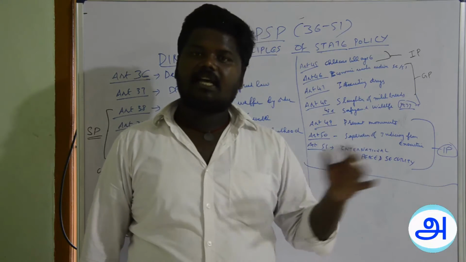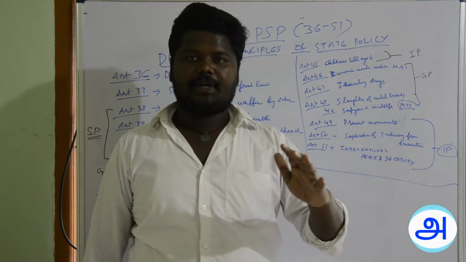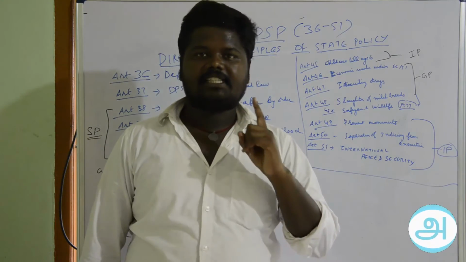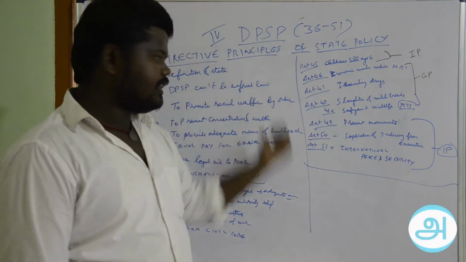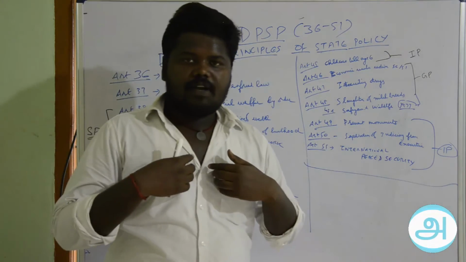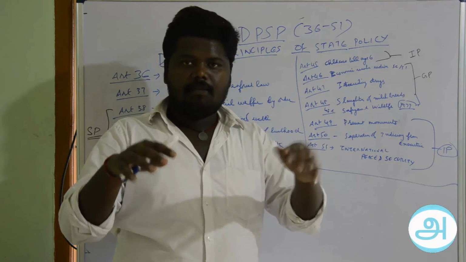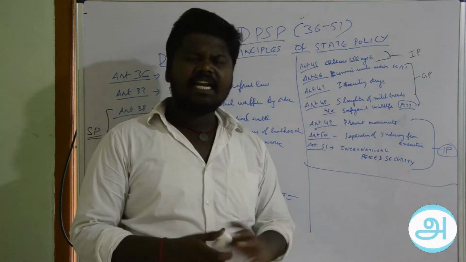The final thing is Article 51, international peace and security. All the directive principles are aiming at only one thing: international peace. See, these conditions are saying to provide safeguarding of ourselves and of our nearby cities, towns and panchayats. But how does it influence international peace?